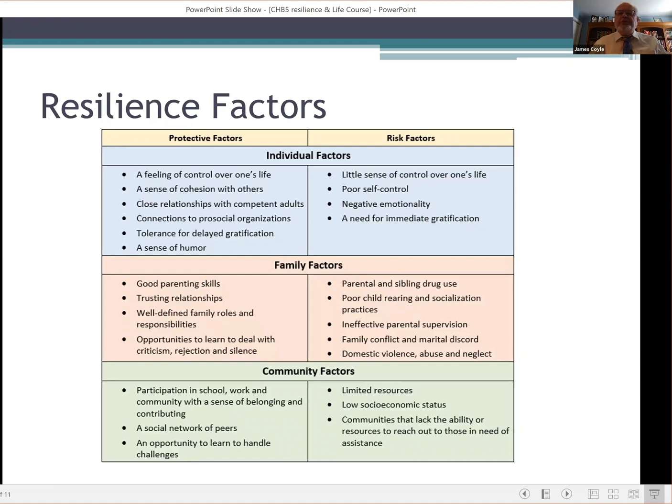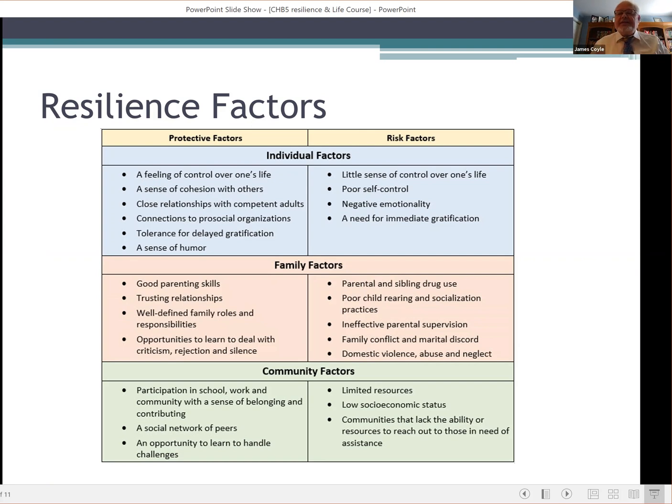Okay, research has noted a number of resilience factors. In terms of risk factors, those are the things that affect people that generally will predict a negative outcome. Individually, this can be a poor sense of self-control or emotionality. In families, it can be drug use, poor parenting or child rearing, family conflict, abuse and neglect. On the community level, it can be limited community resources or low socioeconomic status.